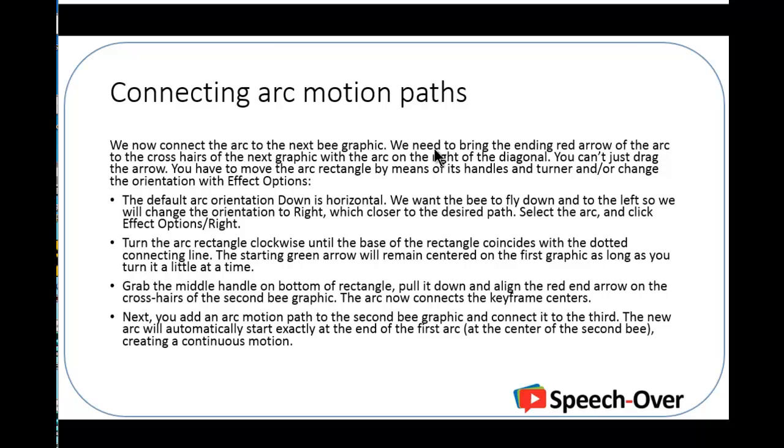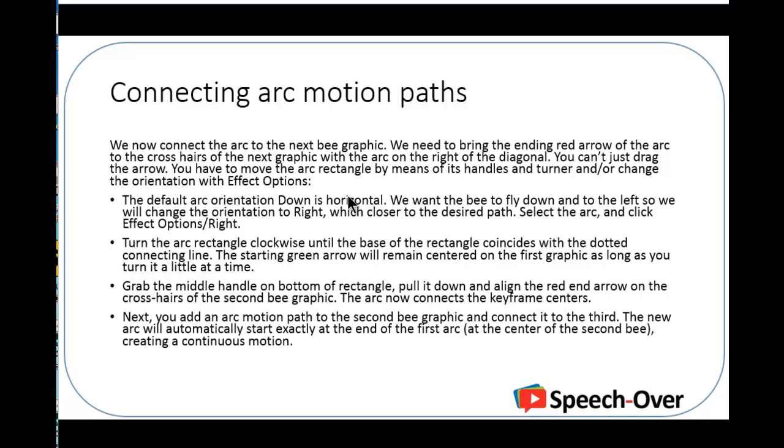Okay, now that we've created the arc motion path, we have to connect the arc to the next B graphic, the second B. We have to bring the ending red arrow of the arc to the crosshair center of the next graphic, with the arc on the right of the diagonal. You can't just drag the arrow, you have to move the arc rectangle by means of its handles and turner, and or change the orientation with effect option.